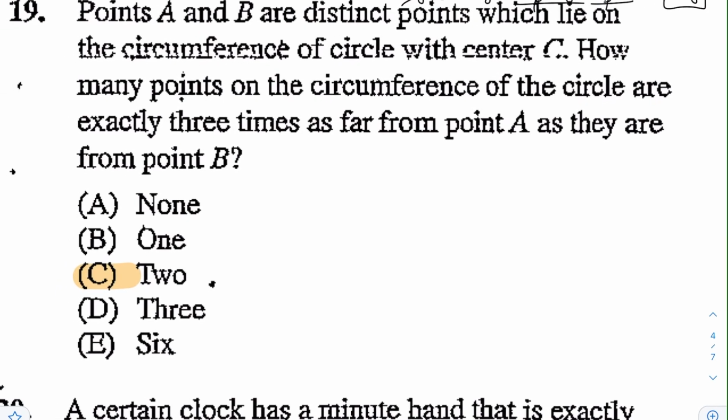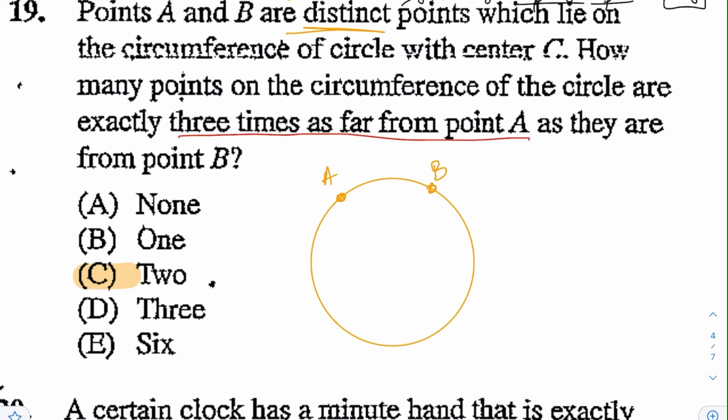Next, number 19. Points A and B are distinct points which lie on the circumference of a circle with center C. How many points on the circumference of the circle are exactly 3 times as far from point A as they are from point B? So you draw a circle here, and you know that A and B are different points on the circle, so distinct means different. You could just pick A here and B here, and they're on the circumference. And you want to know how many points on the circumference are 3 times as far from point A as they are from point B.